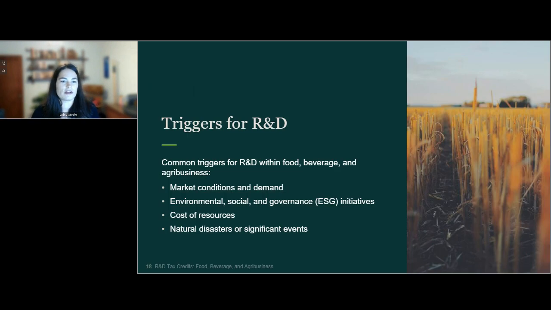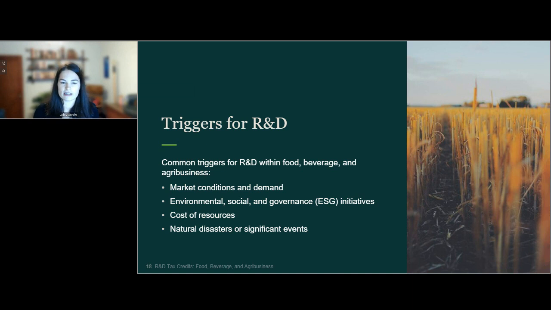So common triggers for R&D, or I should say, things that we see in the food, beverage, and agribusiness industries that generally trigger more research and development on an annual basis might be market conditions and demand. We're seeing shifts towards healthier food options. You see your organics, your gluten-frees. Those can be those market conditions and demands.